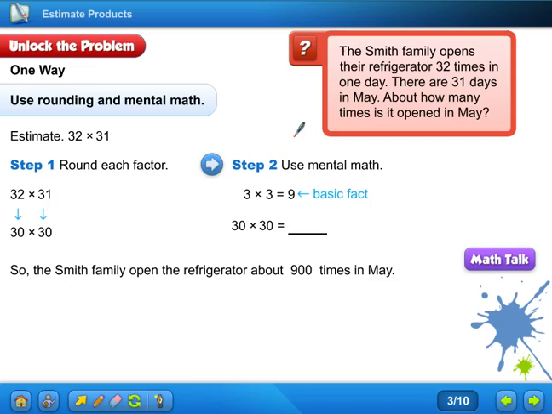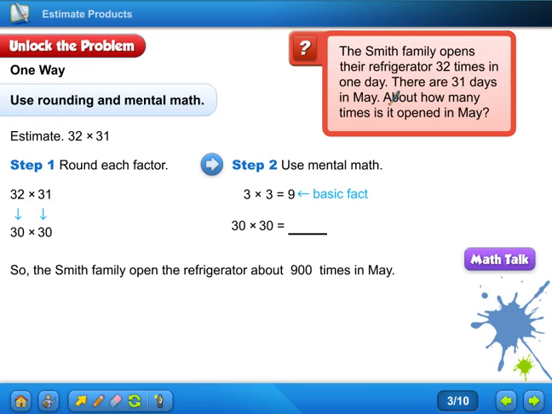Everybody, this is lesson 3.2 in your colored math books, and it is on page 105. The question is asking: the Smith family opened their refrigerator 32 times in one day. There are 31 days in May. About how many times is it opened in May?